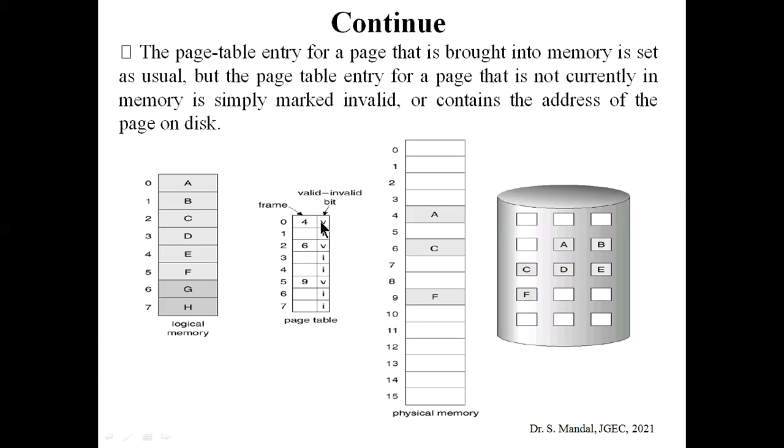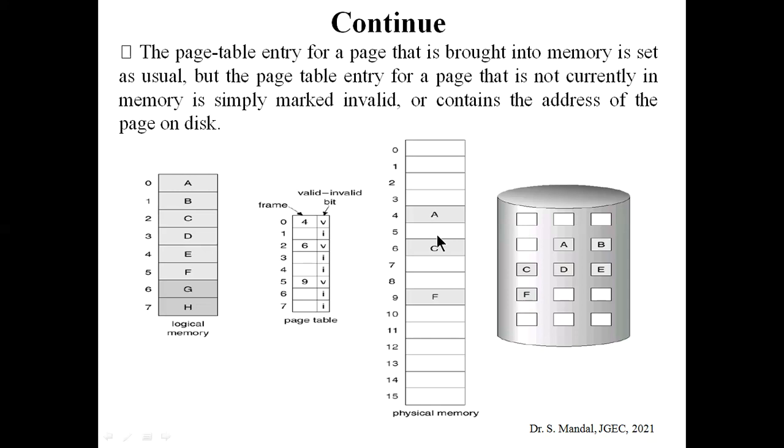You can see that whenever the respective page is found in the main memory, the bit will become V or 1. V or 1 indicates that the respective pages are already in main memory. But whenever the bit is set to I or 0, that indicates that the particular page is not in the main memory.